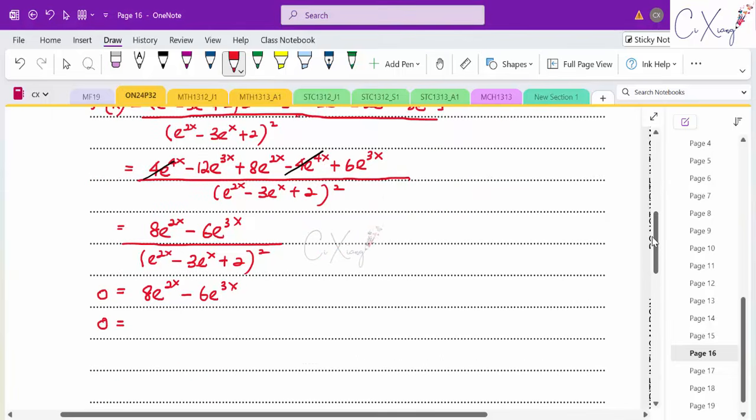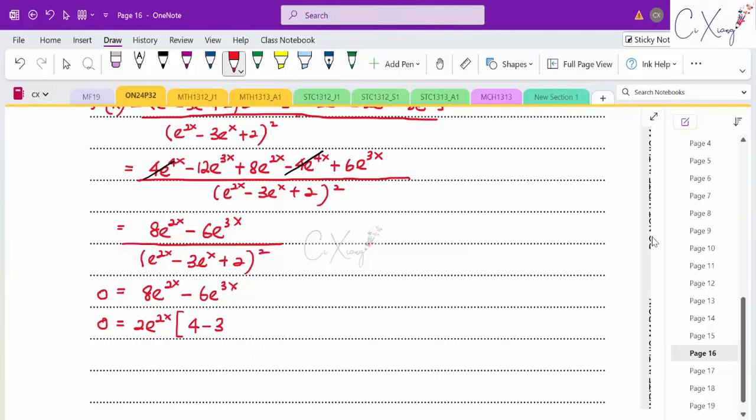I can factorize out the 2 and also e power 2x. Then by right, I should be having 4 here, then minus 3e power x. So 2e^2x equals to 0 cannot be solved, so you have to ignore it. If you don't believe, you can try to take ln both sides. Ln 0 will be a math error. Then I'm having this part where 4 minus 3e^x equals to 0.